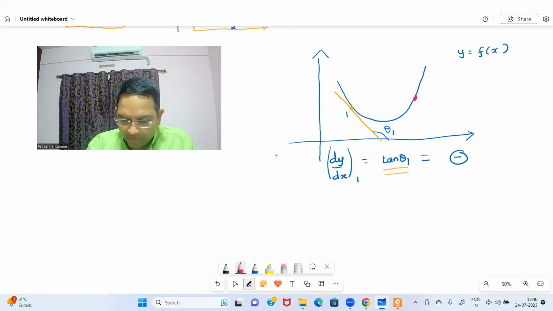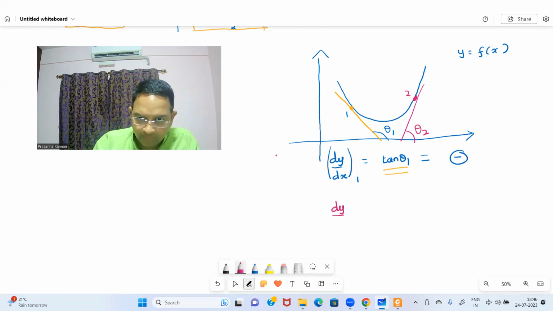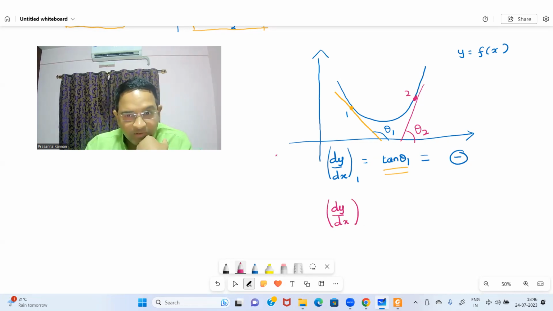Yes. Let me talk about another point. Let's say that, let me call that point as 2. Let's say I draw a tangent at this point. Let's say I'm finding out the angle it makes with the x-axis, let it be theta 2. Now, can you tell me, what am I doing now? I'm drawing a tangent, finding the slope. So what am I getting? What am I getting, students? dy by dx. dy by dx at the point 2, which is nothing but the slope of the tangent.